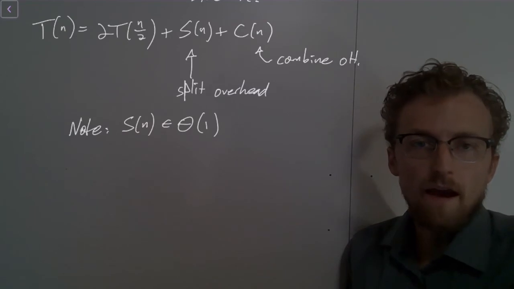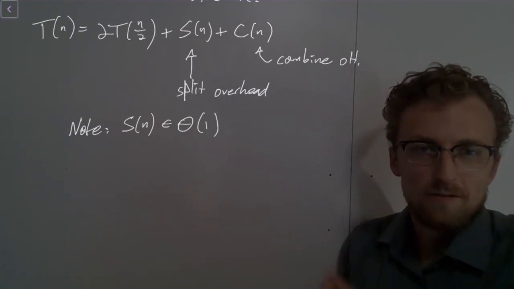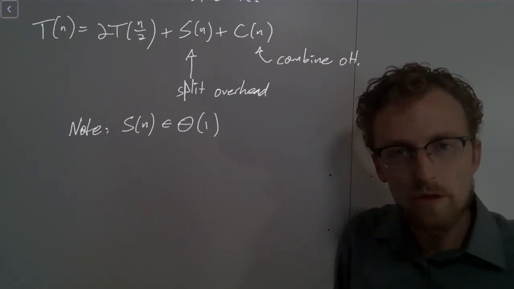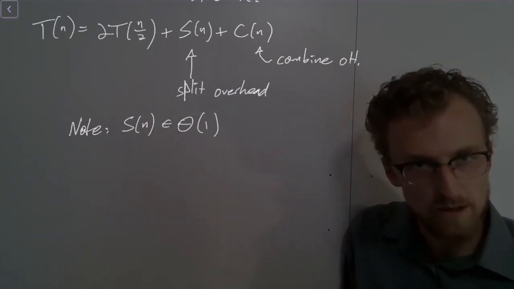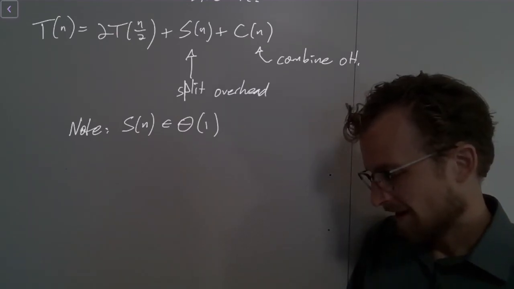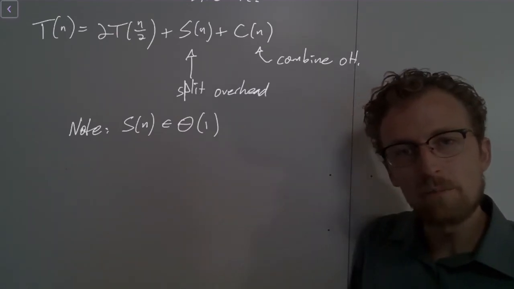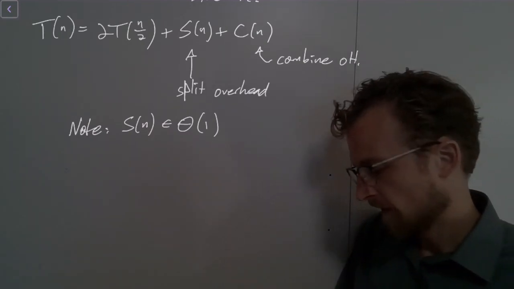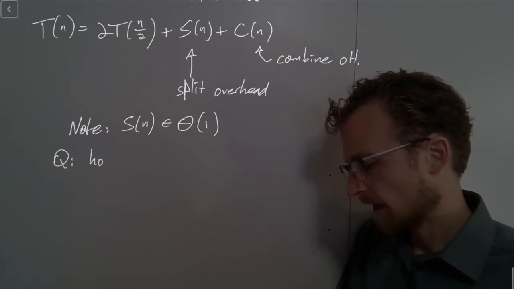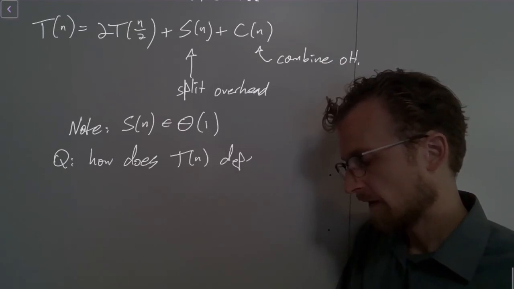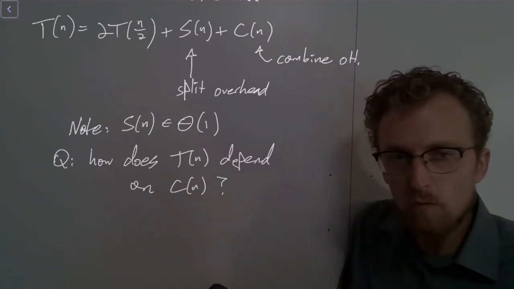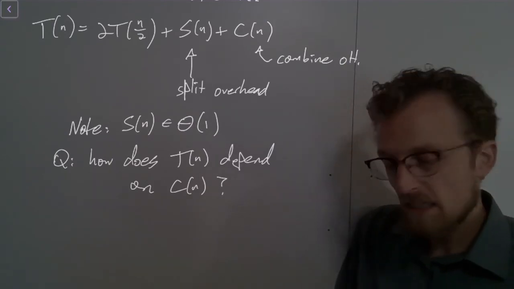Cutting an array in half doesn't matter whether it's 1,000,000 elements or 1,000,000,000 elements. All you have to do is find the middle point, and then it's cut. Then you're done. Okay. So we could ask, how does the complexity of this algorithm depend on different hypothetical values for C of n? So our question could be, how does T of n depend on C of n? Since S of n won't come into play because it's constant time, but C of n could.